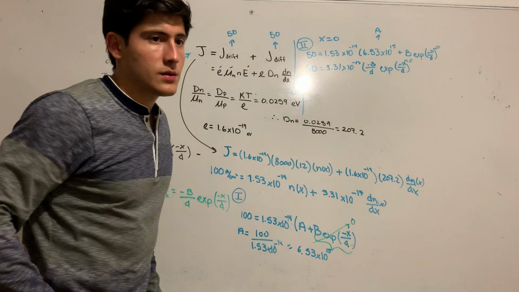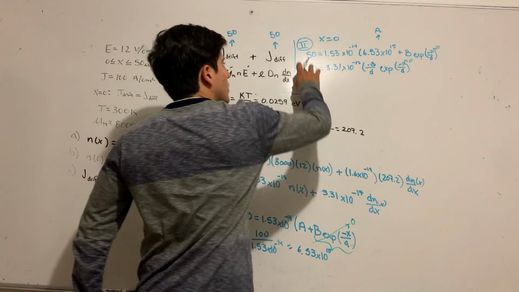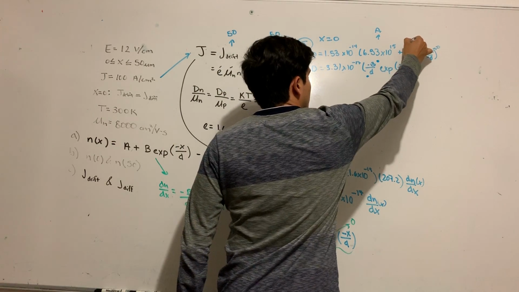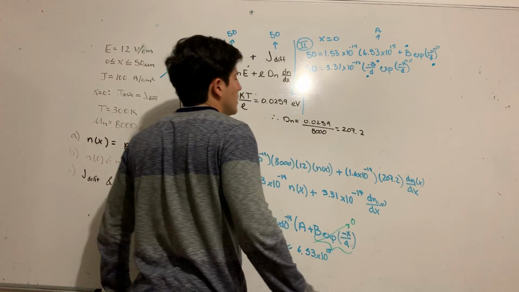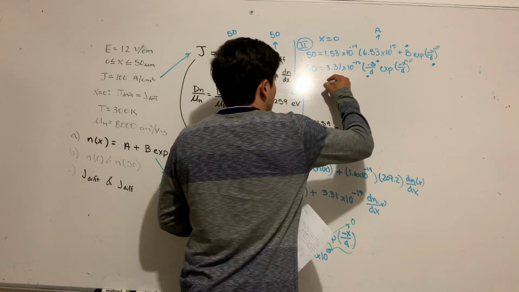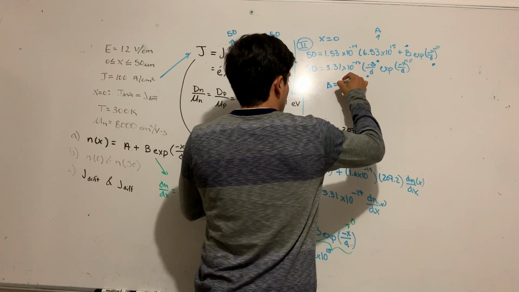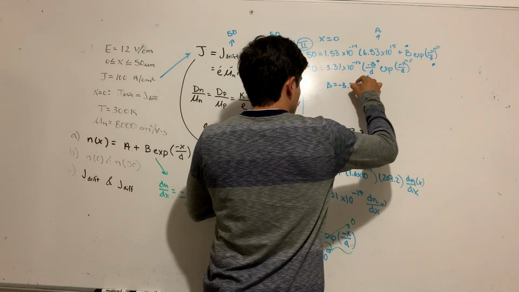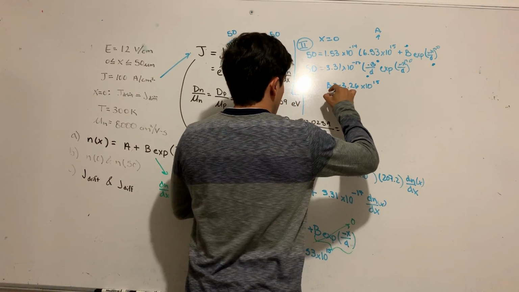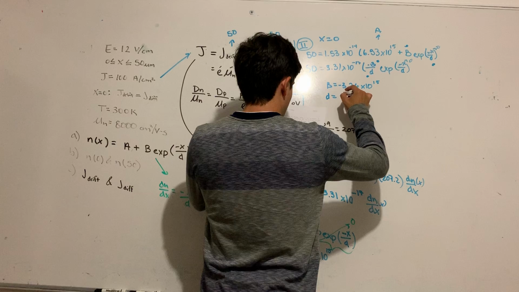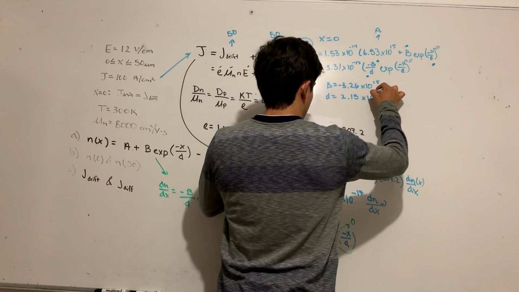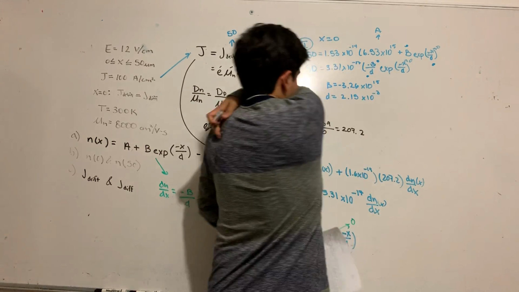And if we put together a system of equations, we have two equations and two variables. So we put it on our calculator. We have that b is equal to minus 3.26 times 10 to the 15, and d is equal to 2.15 times 10 to the minus 3.